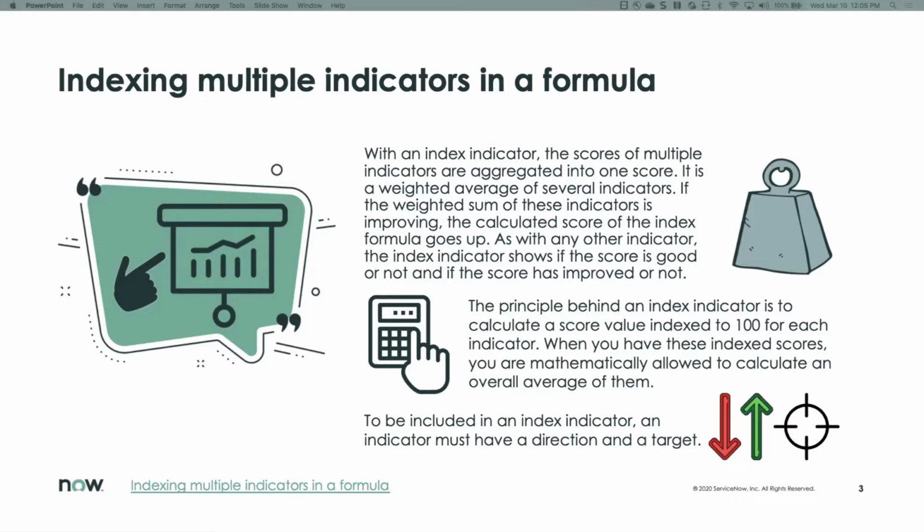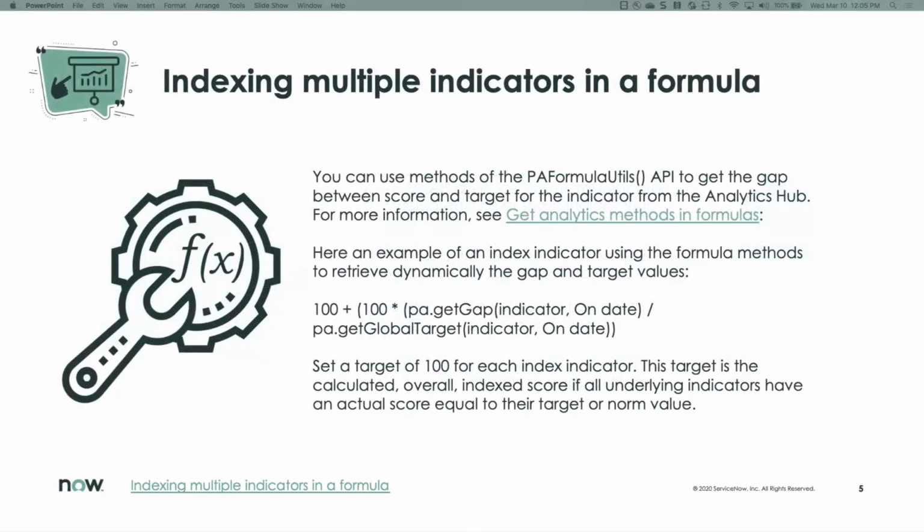They do not all have to have the same target, because again, it's going to look at those individually and then see how they roll up with the other ones to that holistic 100% that you're actually looking for. So it's very important that you make sure that you have targets attached to the indicators that are within the index indicator itself. So you can use methods from the PA formulas utility if you choose to.